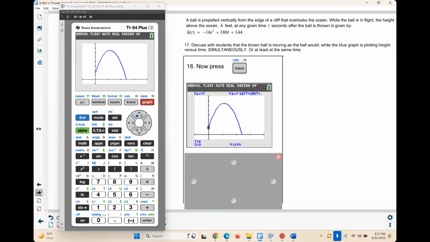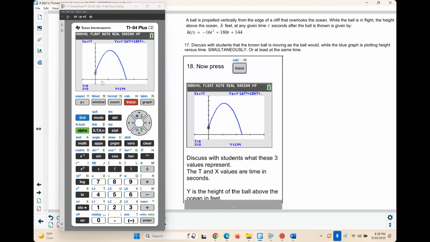So now I'm going to press trace. Again, you'll say, wait a minute, it's not just X and Y, there's this T thing going on. You could ask them what they think the T is, but I'm hoping they'll see that T is time in seconds. So what does this mean right here? At time 0, what's going on? The height of the ball is that.